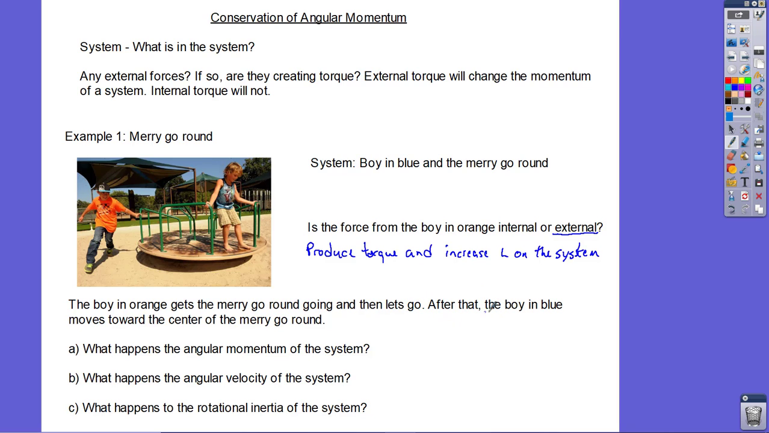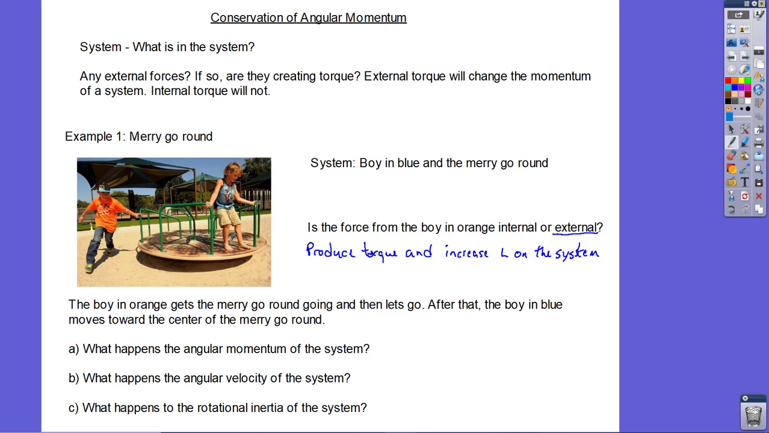And now after that, the boy in blue moves toward the center of the merry-go-round. As he moves toward the center, he is going to have to apply a force to himself, probably a frictional force. If he's thinking safely, he might want to be sitting on his bum and scooting himself back. So he might be pushing against the merry-go-round. That would be an internal force.